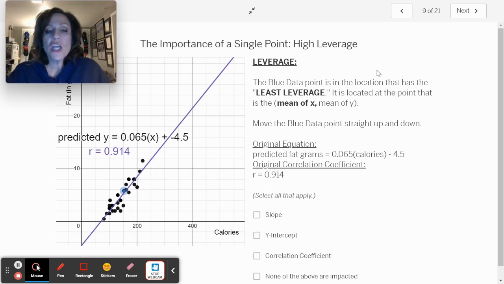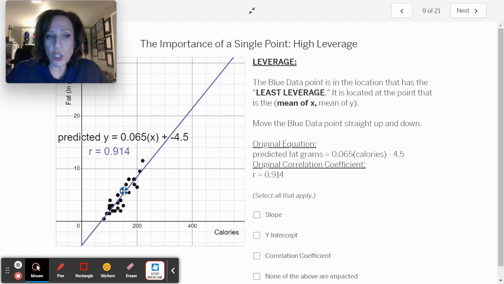Okay, so now we've dealt with high leverage, but now we're going to address this idea of a point that has little to no leverage. The blue data point in this location on the screen has the least leverage possible. The reason is that I placed that point at the mean of the x's. It happens to also be at the mean of the y's, the center of the y's. I put that point there on purpose because I calculated what the mean of the x's and the mean of the y's was.